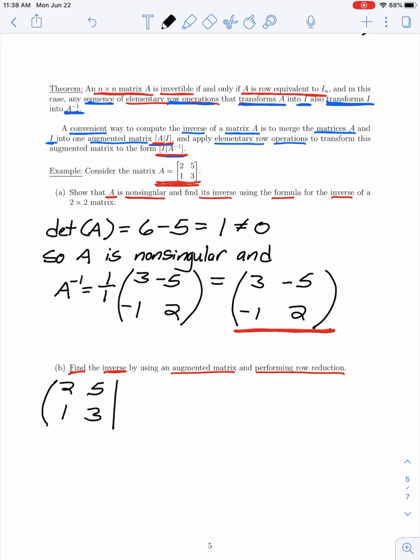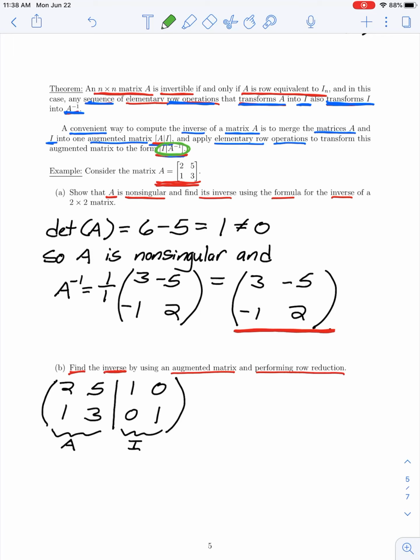So in this case, we're looking at a 2 by 2 identity, since the given matrix was 2 by 2. So that would be the matrix 1, 0, 0, 1. So here I have my matrix A and my matrix I expressed together as a single augmented matrix. And my goal is to perform row reduction in order to transform this to something of the form I, A inverse. So I want to transform the matrix on the left-hand side of this augmented matrix into the identity.